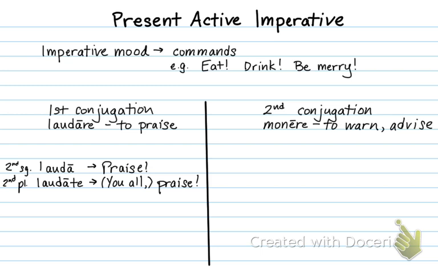For our second conjugation verb, monere, we follow the same pattern. The stem itself, mone, is the singular imperative. If you want to tell one person to warn or advise, you say mone. If you want to tell multiple people to warn or advise, you must use the plural imperative, which you do by adding te to the stem. Monete means everybody, advise.